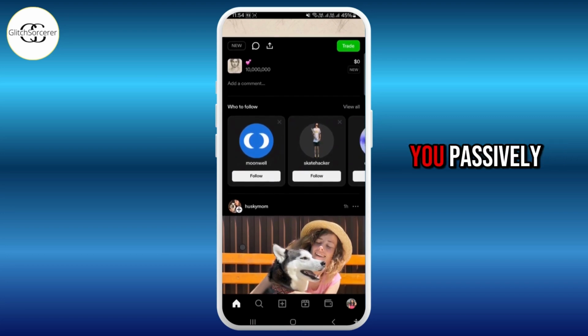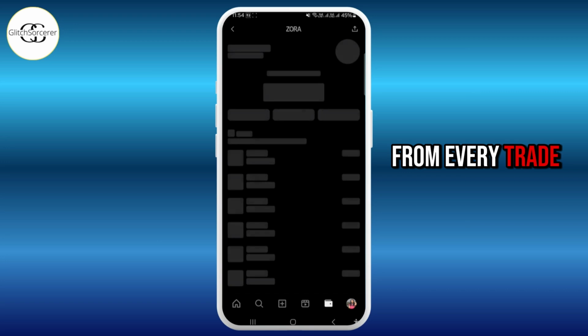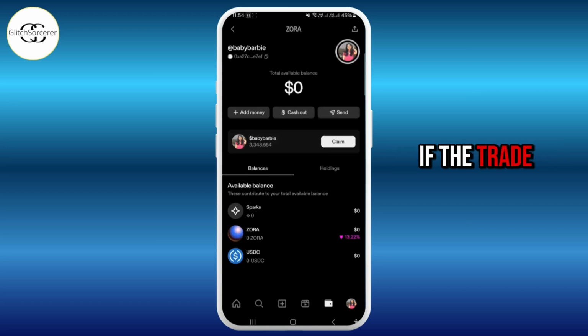Zora also rewards you passively with a small percentage in ETH from every trade of your creator coin. If the trade occurs in its original market, you also earn some of your own coin.